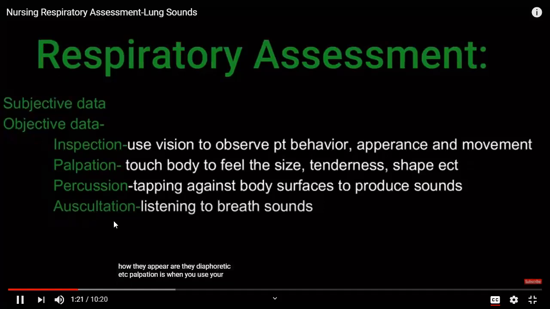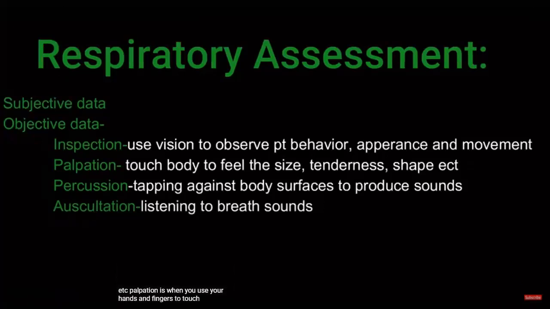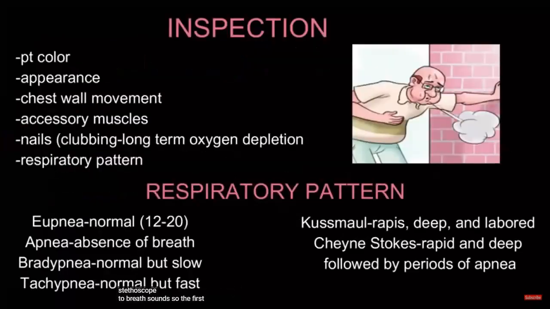Palpation is when you use your hands and fingers to touch their body to feel. You're going to feel the size of the organs, the tenderness, the shape. Percussion is when you use your hands and you tap against their body surface to produce a sound. Auscultation is when you listen with a stethoscope to breath sounds. So the first one, like we said, was inspection.